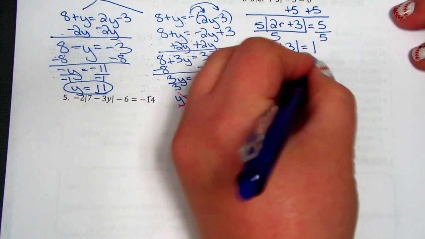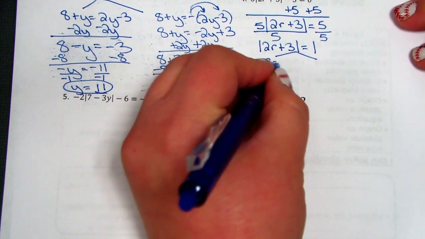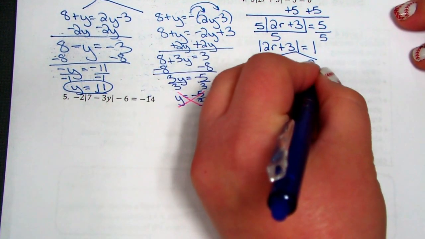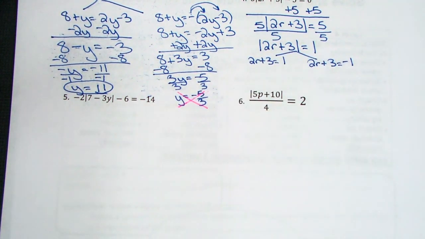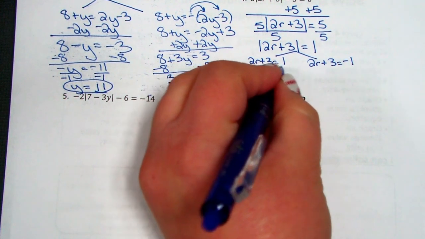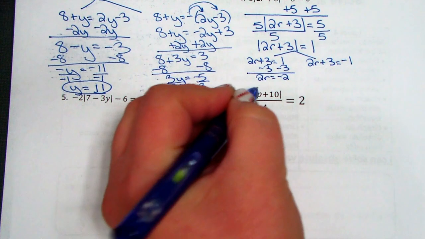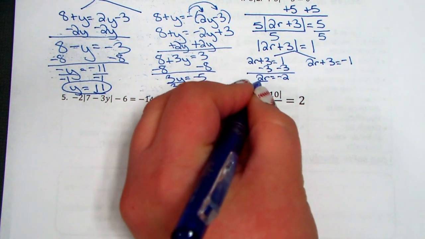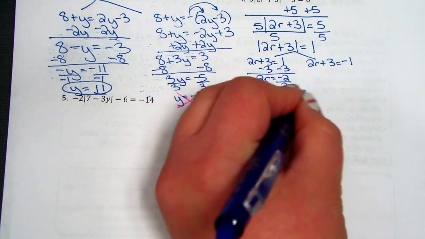So we'll split this into 2: 2r plus 3 equals 1, and 2r plus 3 equals negative 1. Notice that when I split those into 2, we no longer care about those brackets from the absolute value. We only care about what's inside of them. So we're going to subtract 3 from both sides. 2r equals negative 2. Divide by 2 on both sides, and r is equal to negative 1.